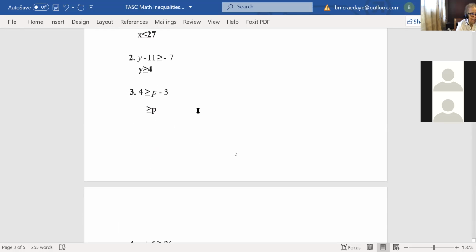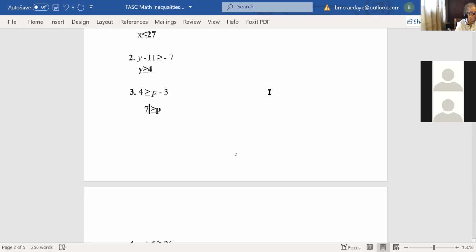4. I'm adding 3. It's a subtraction. Add 3 to both sides. What's 4 plus 3? 7. So this is 7 greater than or equal to P. And what is 7 minus 3? It is 4, and 4 is greater than or equal to 4, right?